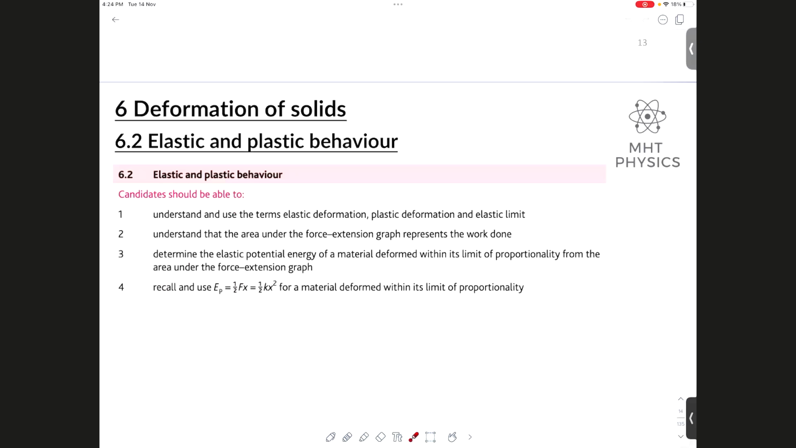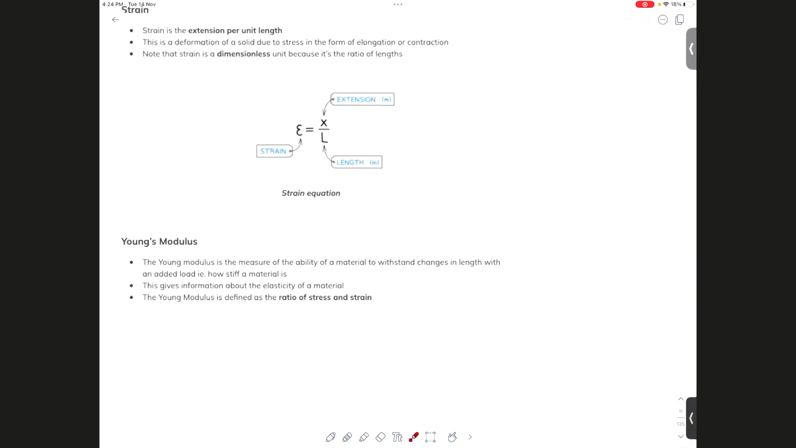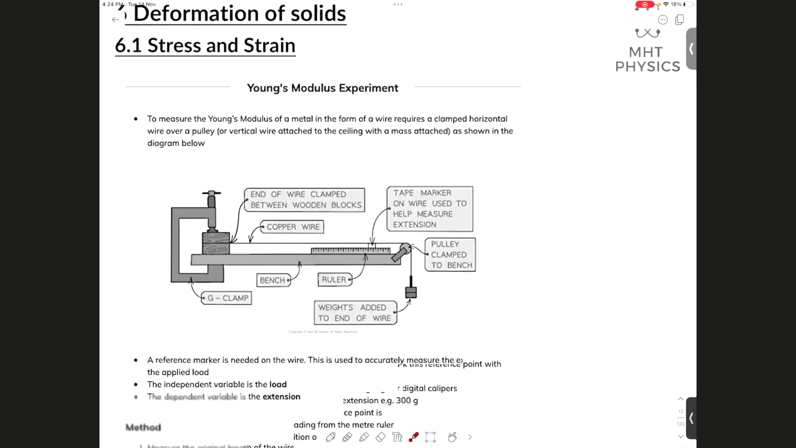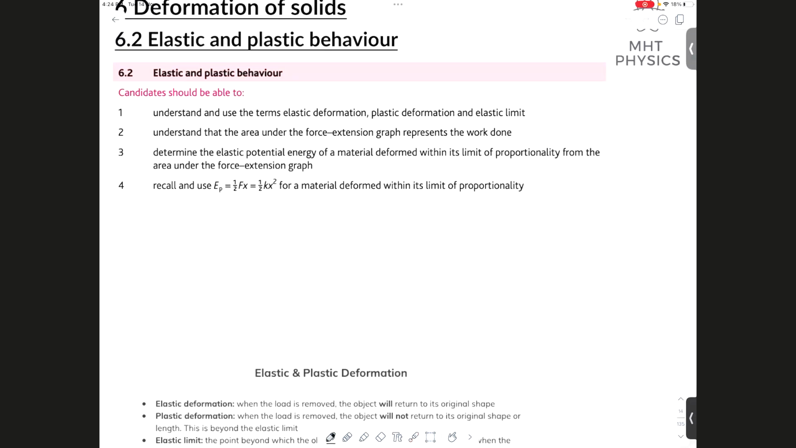It's a different topic. I just want to check if we have covered everything here or not. So 6.2: understand elastic deformation, plastic deformation. I think we have covered these. Elastic deformation: apply force, it stretches, remove force, it rolls back. Plastic deformation: apply force, it stretches, remove force, it does not completely go back. If you say it doesn't go back, that's wrong. It doesn't go back completely.